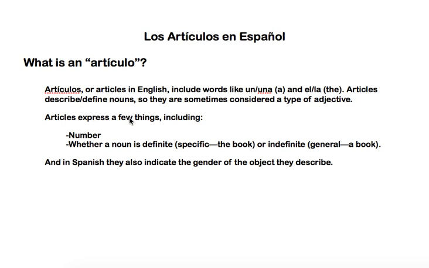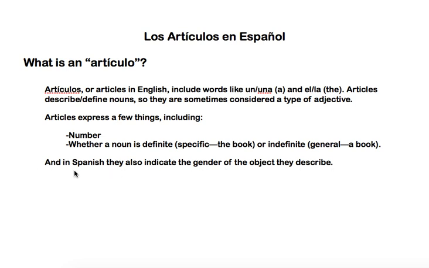Articles express a few things, including number, and whether a noun is definite, that means specific, the book, not just any book, a specific certain book, or indefinite, general, a book. Doesn't have to be the book. It could be any book. It could be that book over there, any book, a book. It's just general. And in Spanish, articles also indicate the gender of the object they describe.